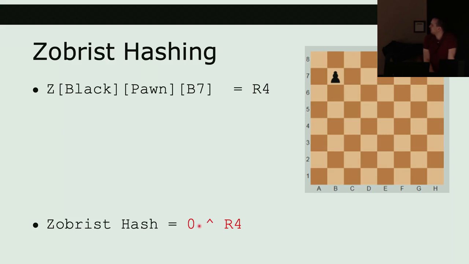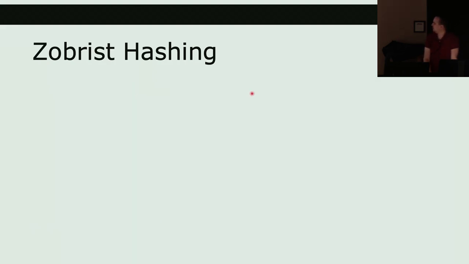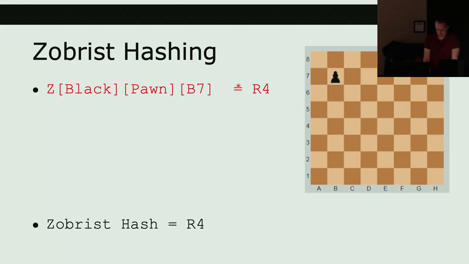So in order to modify my hash function, I take the current hash, which was an empty board, and I XOR it with R4. And anything XOR 0 is itself, so what I have here now is the Zobrist hash for that particular board state of a game of chess. Okay? Now, let's say I want to remove that piece from the board. Putting a piece on or taking a piece off is the same operation. If I want to remove this piece, I XOR it with that value.